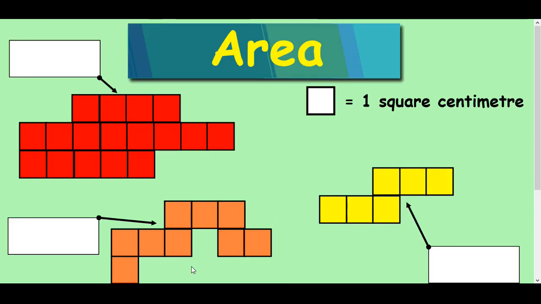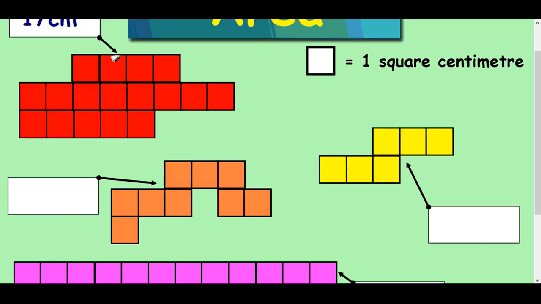So when you're working out the area of basic shapes, if we're told that 1 square is 1 square centimetre, as opposed to 1 metre, you can get 1 metre squared, and you can also get 1 kilometre squared if you're measuring on a map. But the easy way to do it is just count them up. So if you're counting 1, 2, 3, 4, 5, 6, 7, 8, 9, 10, 11, 12, 13, 14, 15, 16, 17. So your answer there is 17 centimetres squared.